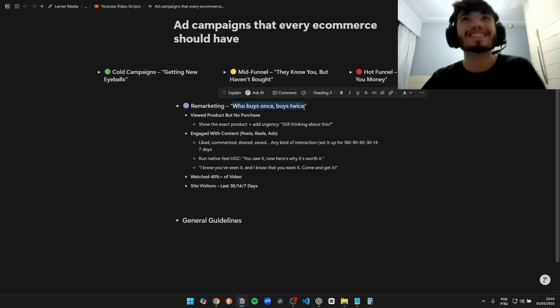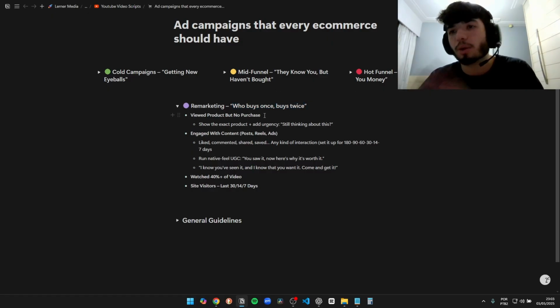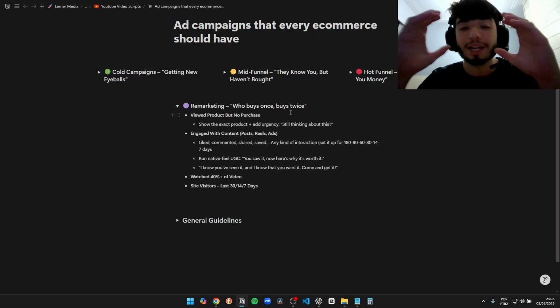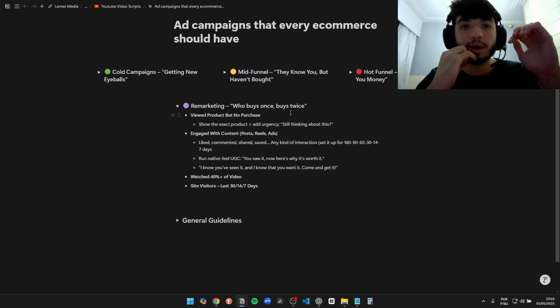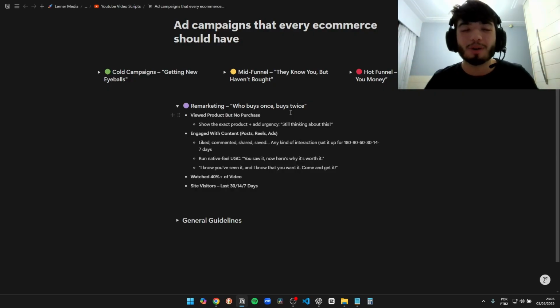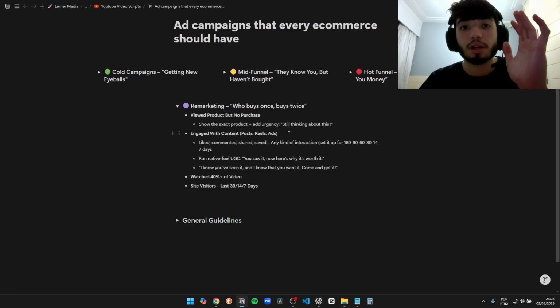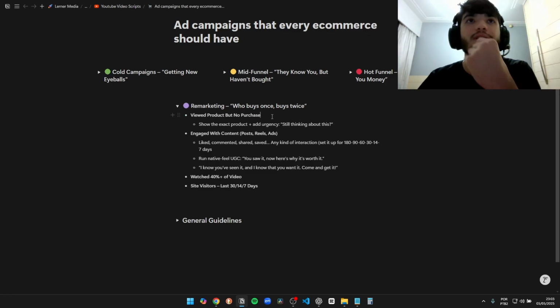I really like this quote because it represents remarketing and upselling, cross-selling, whatever. Who buys once buys twice. Because once they're in the buying trend, they're already in the flow of giving their credit cards to you and spending money with you. It's way easier to sell to them than to do it from scratch, from the start.